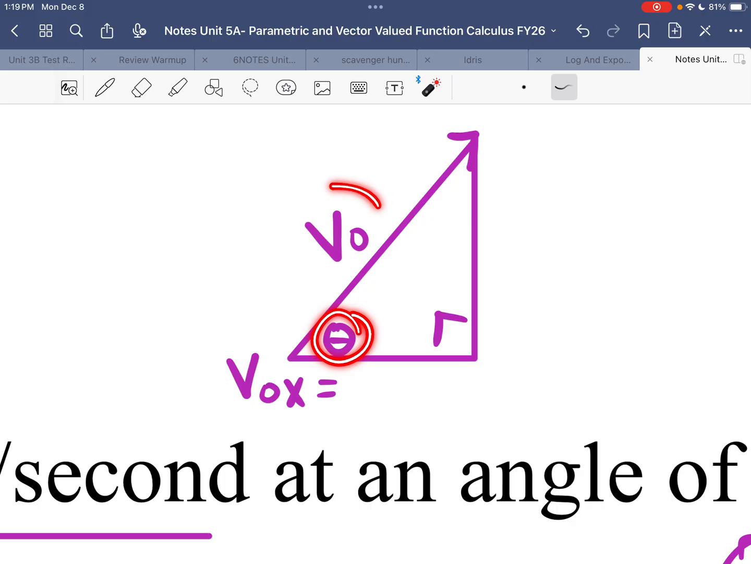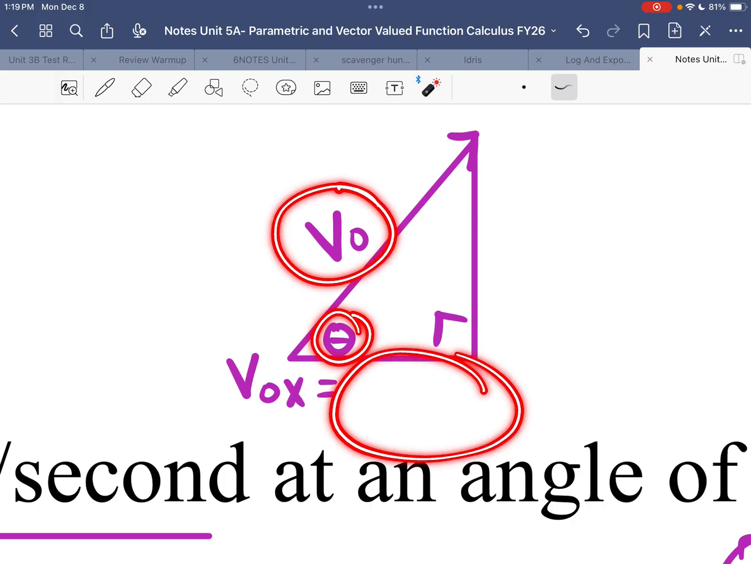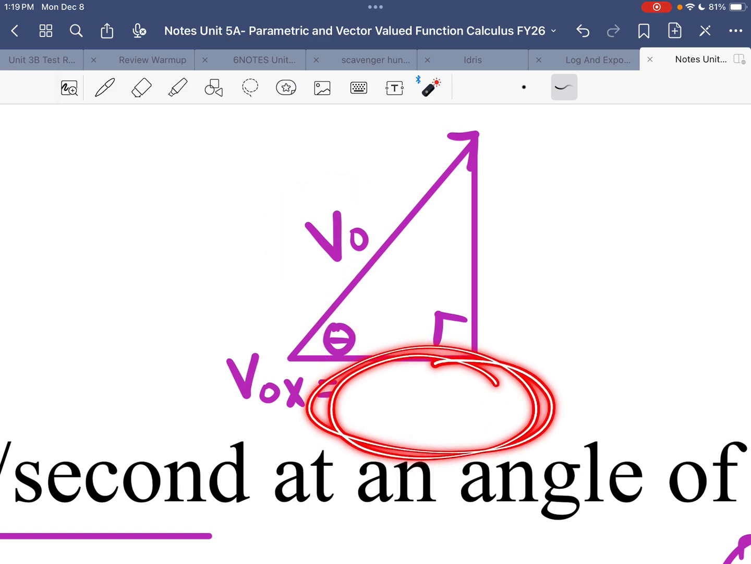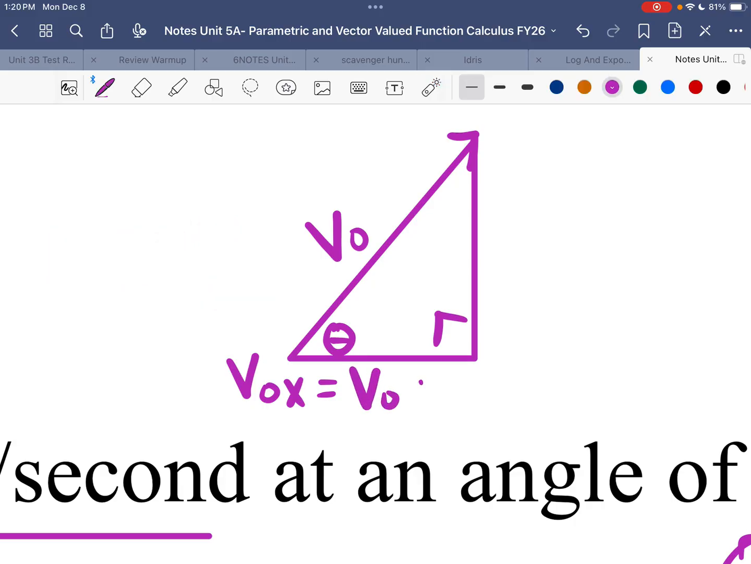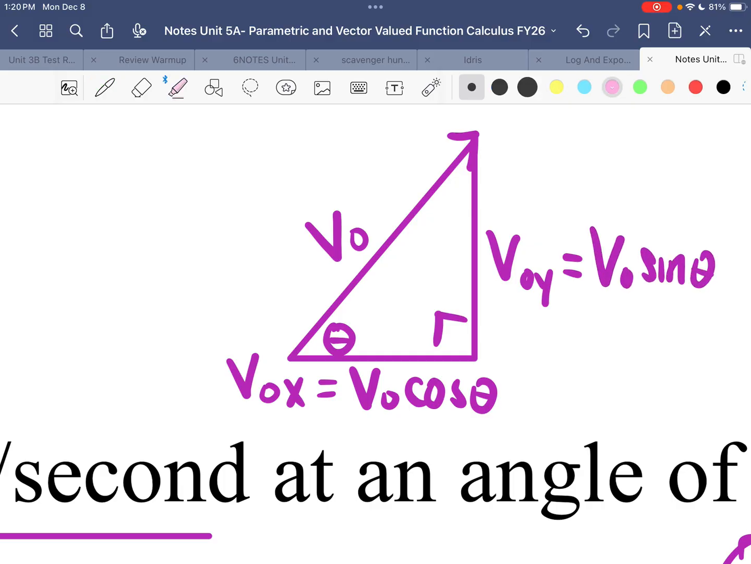We know theta, we know the hypotenuse, and we want to find the adjacent side, so you would use cosine. Cosine theta is equal to that x value over your initial velocity, and solving for that x value gives us v naught cosine theta. You could do the same thing for the initial velocity in y. So this is pretty helpful in this problem to figure out the velocity in the x direction.